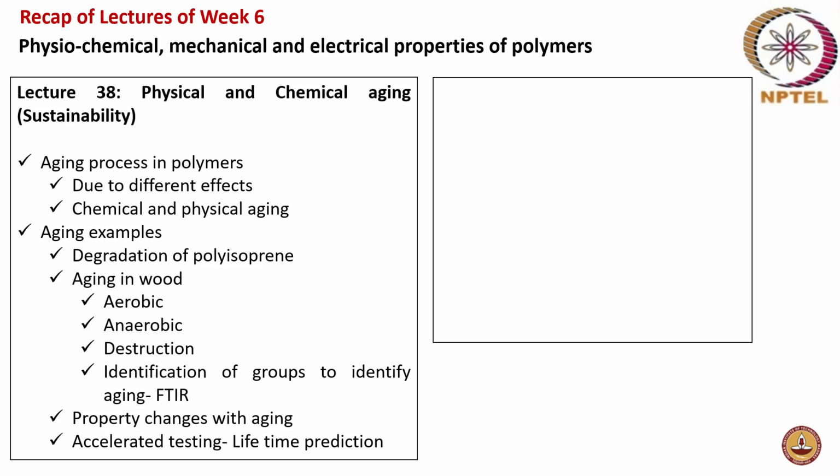Whereas in case of physical aging there is a reorientation alone, while in chemical aging you have chain scission. Then examples of aging, like degradation of polyisoprene due to photooxidation or ozonation, and aging in wood, like the aerobic and anaerobic route. Destruction through microorganisms and how the functional group changes due to the aging process were all discussed, and how you identify the functional group using FTIR. And then the orders of magnitude of change in properties due to aging was also discussed, right?